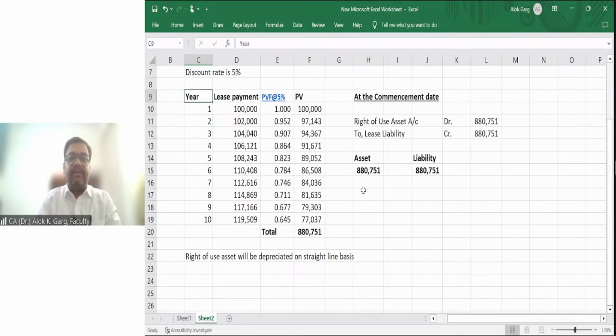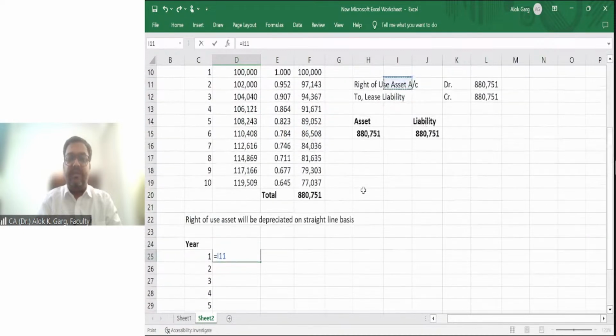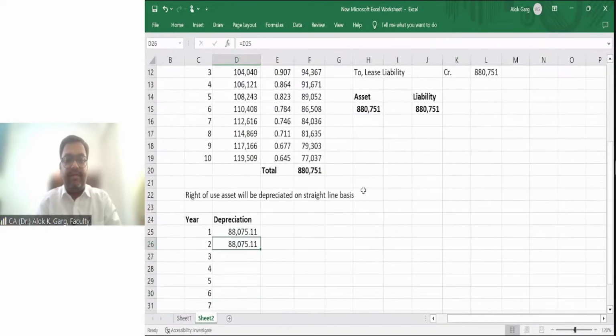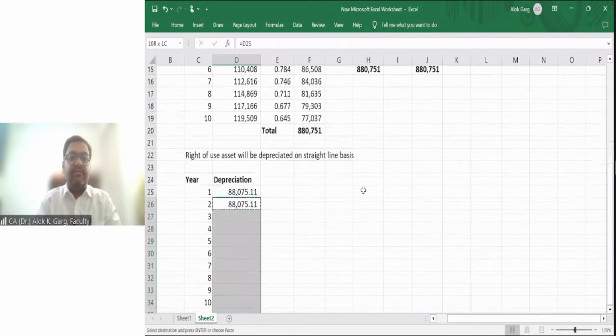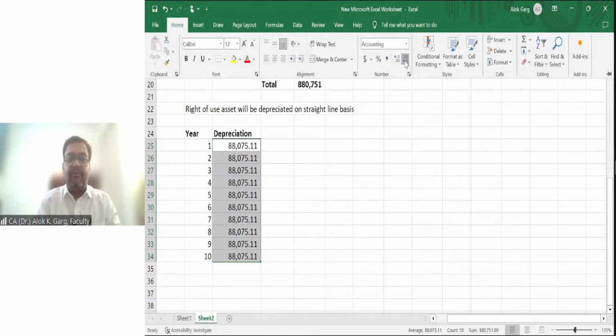So for example, there are 10 years. At the end of every year, there is an accounting entry: depreciation to accumulated depreciation. So every year, what is the depreciation? This 880751 of asset has to be depreciated, divided by 10. Every year there is the same depreciation of 88,075 rupees 11 paisa.